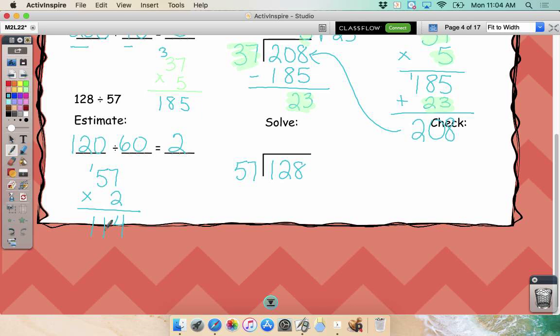Okay. So where do I write the 2? The 2 at the top of the 8? Yes. And what do I write under the 128? Subtract. 114. And what do you get? 14. So my answer right now as it stands is 2 remainder 14. And I'm going to check it.